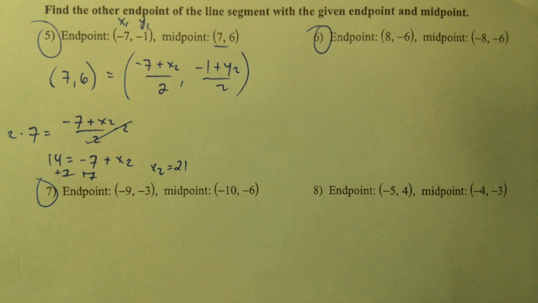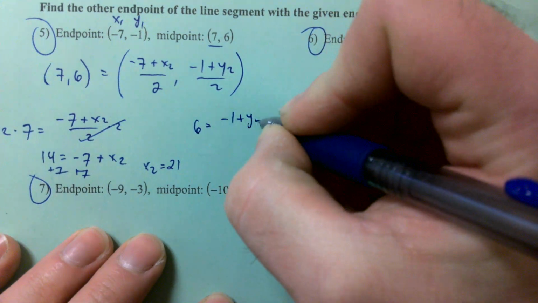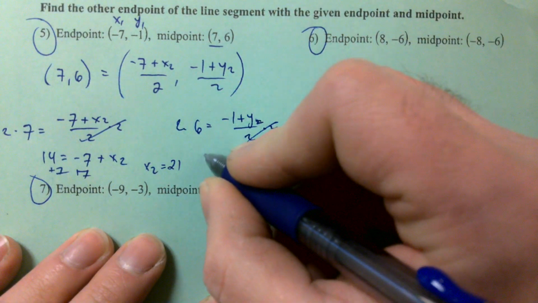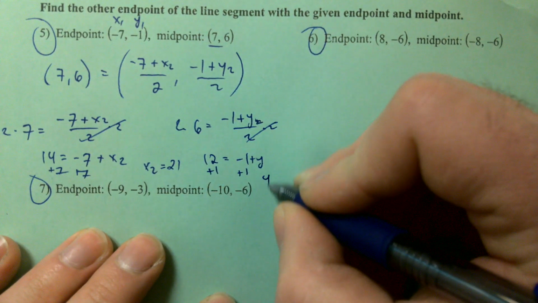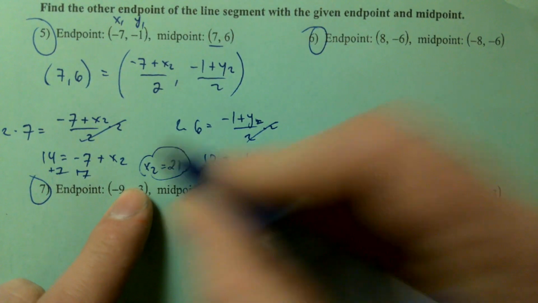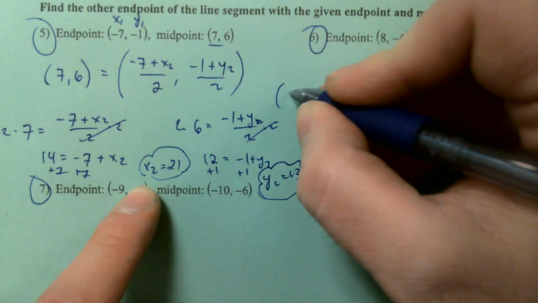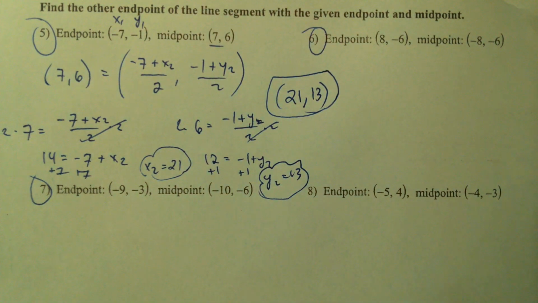Right? Then I'll set up for the y. I'll say 6 is equal to negative 1 plus y2 over 2. I'll multiply both sides by 2 to give me 12. I'll add 1 to give me 13. So now I have my x2. I realize there's not a whole lot of space here. That's my bad. I got my y2. My endpoint is at 21, comma 13.